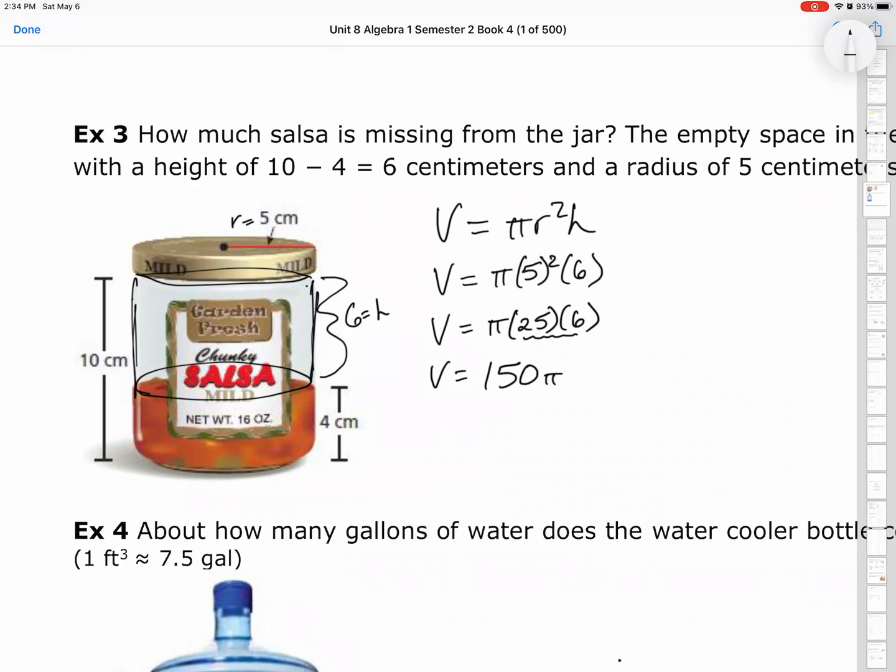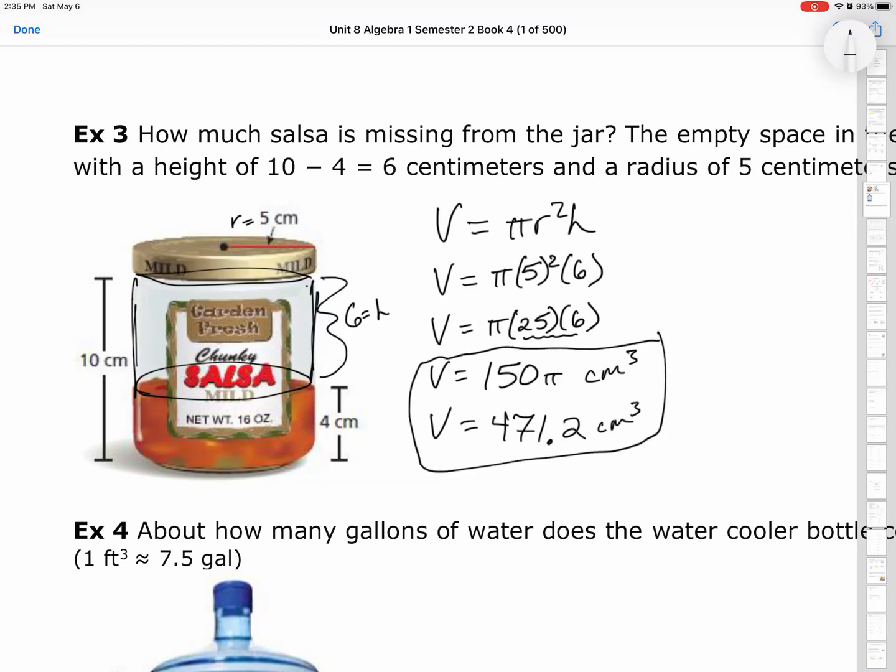And as a result, our volume comes out to be 471.2. And this would be centimeters cubed. And that is how much is missing from that jar.